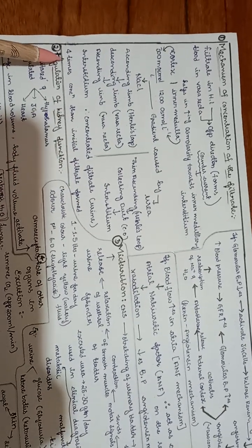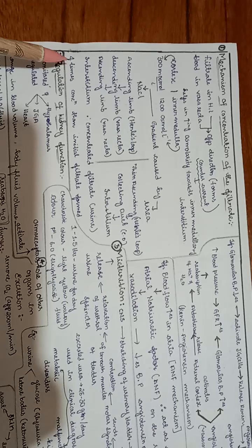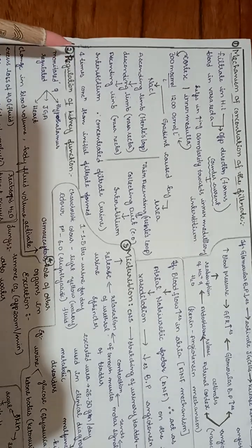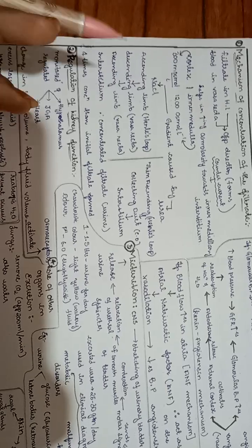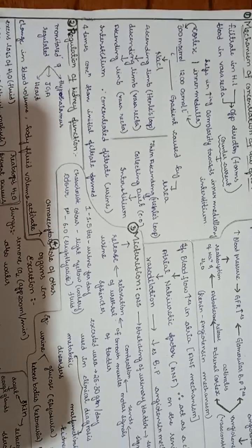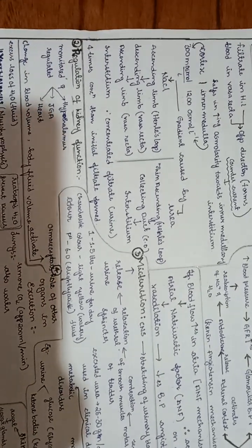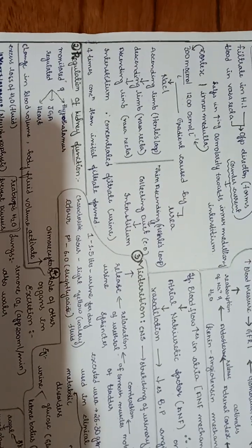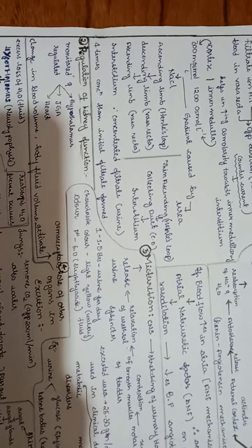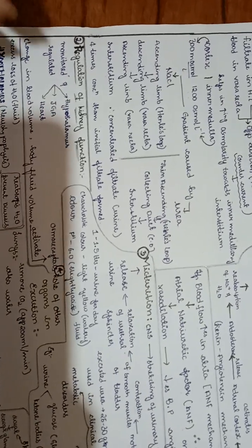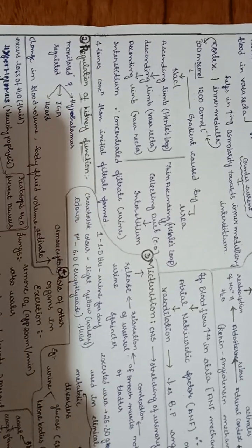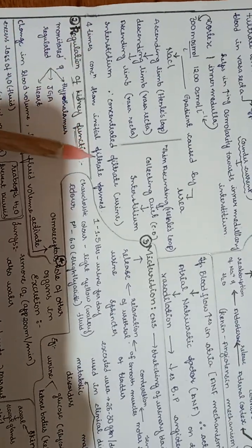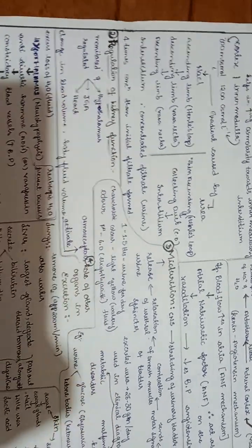When you compare GFR, it is 125 milliliters per minute and 180 liters per day. Then the excreted urine per day is 1 to 1.5 liters. So see the concentration, the GFR and the concentrated urine. It is 4 times more concentrated than the initial filtrate formed.